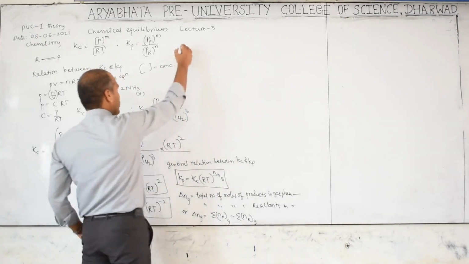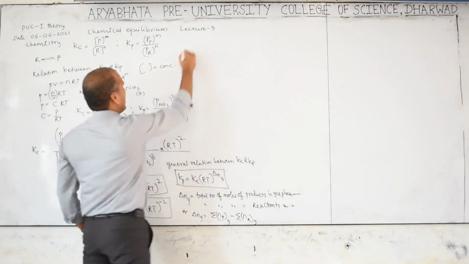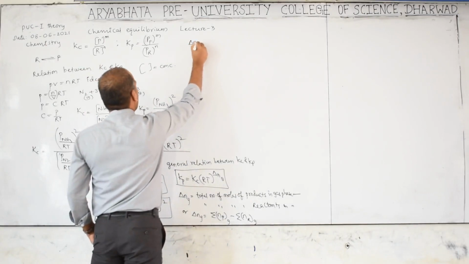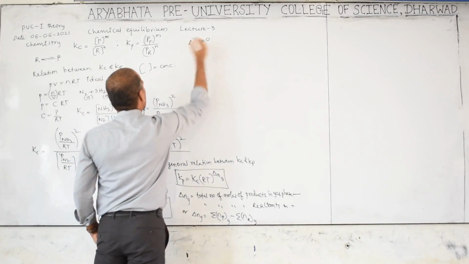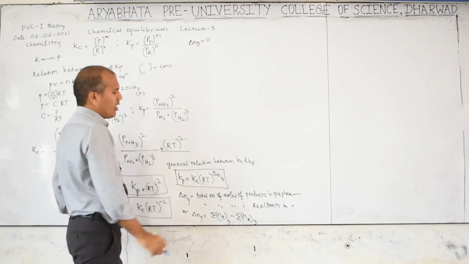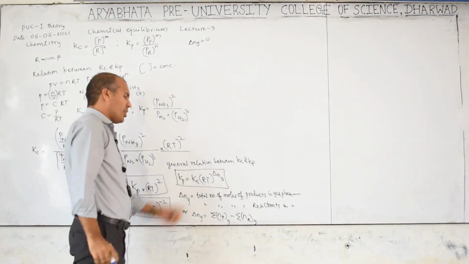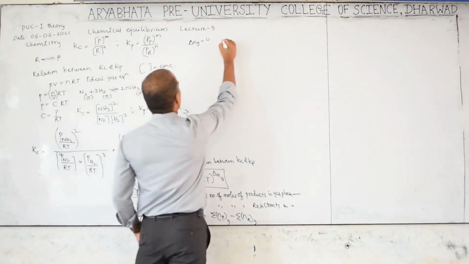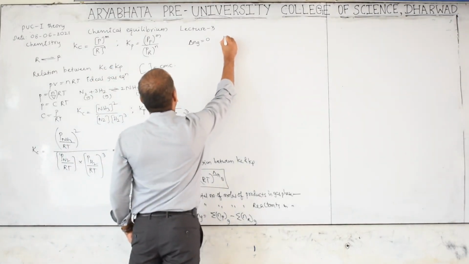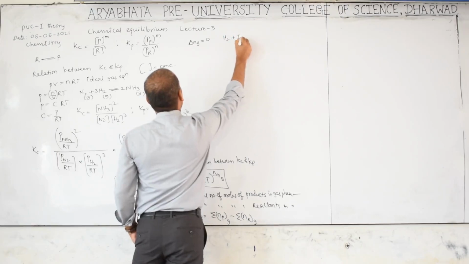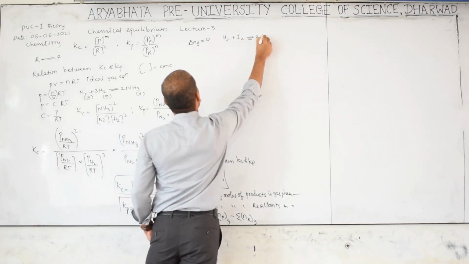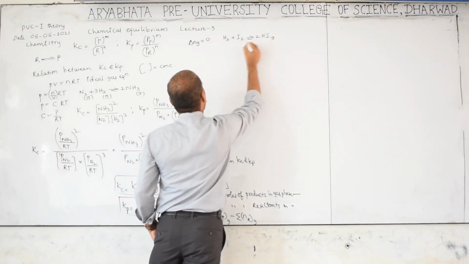Now this is a relation. Delta n g is equal to 0. This is case 1. If you apply delta n g equal to 0, then what is the relation between Kp and Kc? Now keep in mind, this is H2 plus I2 gives rise to 2HI gas.